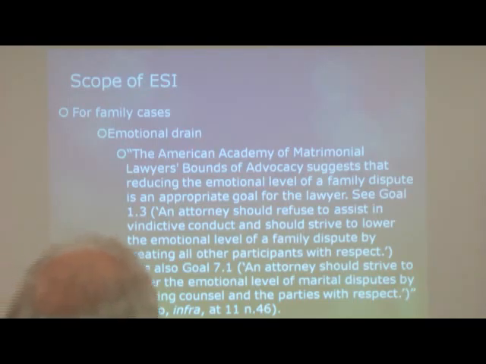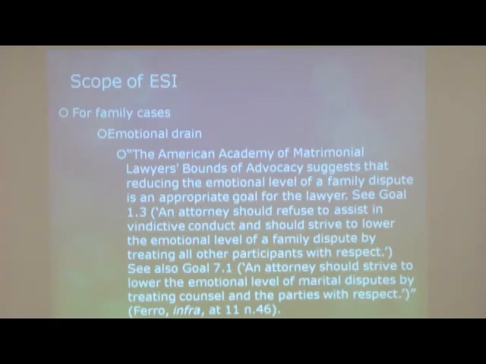In the same vein as that emotional drain that is accompanied with electronic discovery in matrimonial cases, the AAML's Bounds of Advocacy suggests that reducing the emotional level of a family dispute is an appropriate goal for the lawyer. And then it says 1.3, an attorney should refuse to assist in vindictive conduct and should strive to lower the emotional level of a family dispute by treating all other participants with respect. 7.1 says, an attorney should strive to lower the emotional level of marital disputes by treating counsel and the parties with respect. That includes e-discovery.